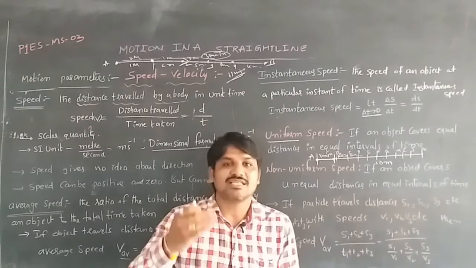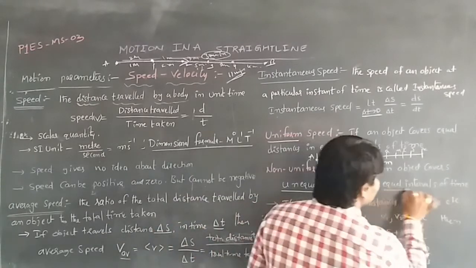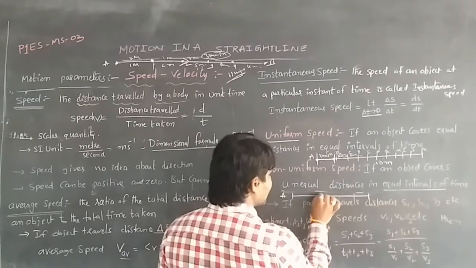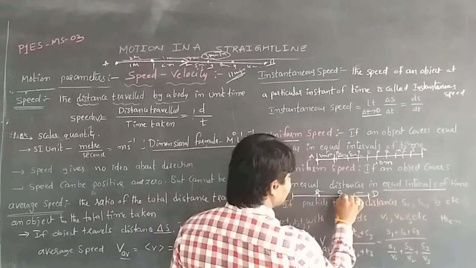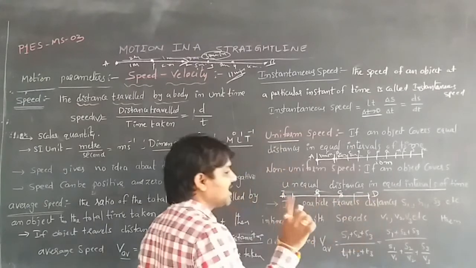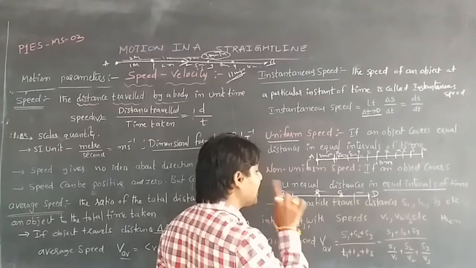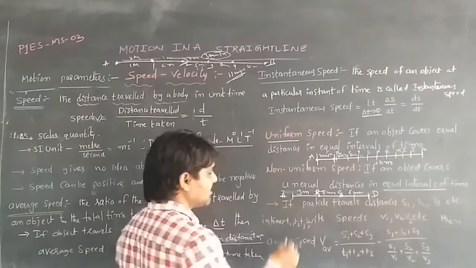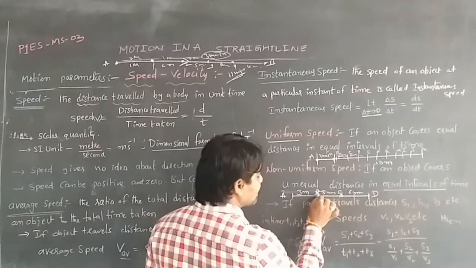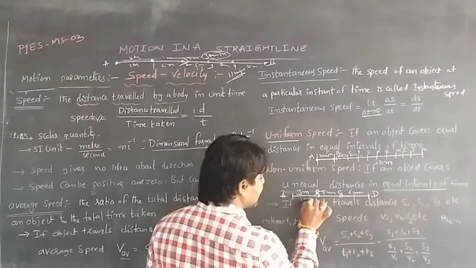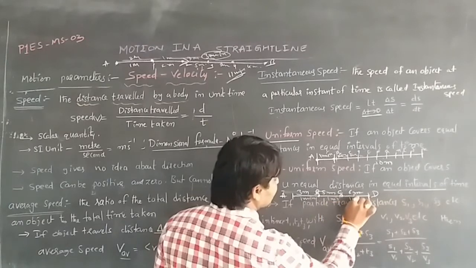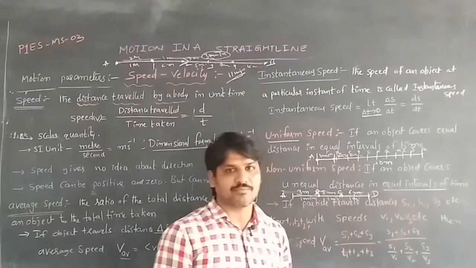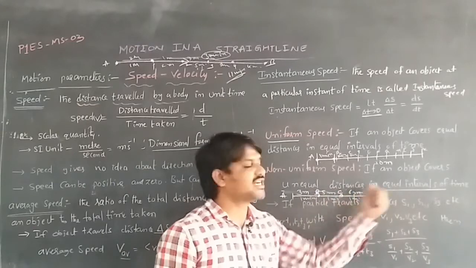A body traveled unequal distances in equal intervals of time. For example, when a body is traveling from A to B, B to C, C to D, the distances A to B, B to C, C to D are unequal: consider 3 meters, 5 meters, 6 meters. The first 3 meters the body completed in 1 minute, the second also 1 minute, and the third also 1 minute, but the distances are different. Means unequal distances completed in equal intervals of time.